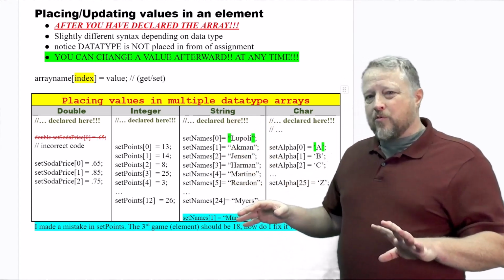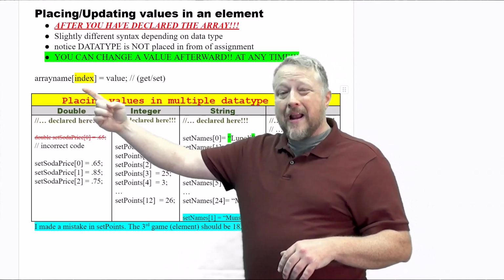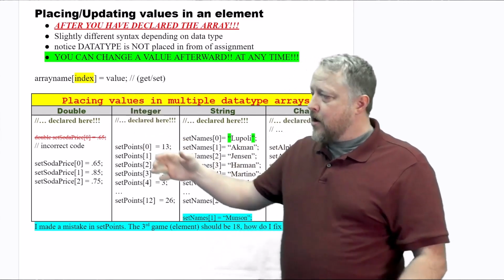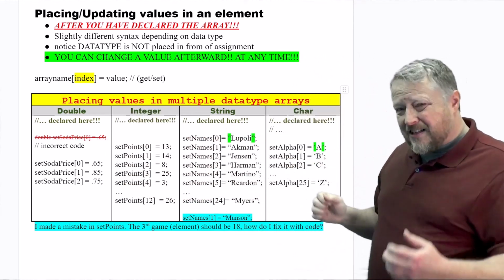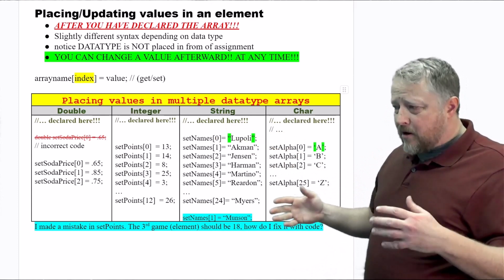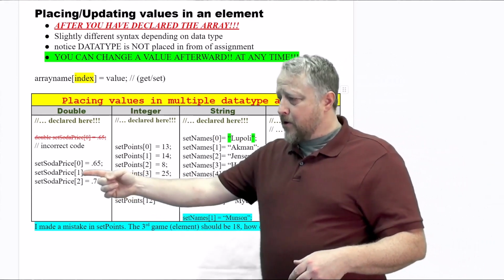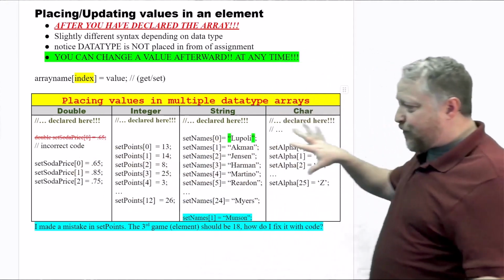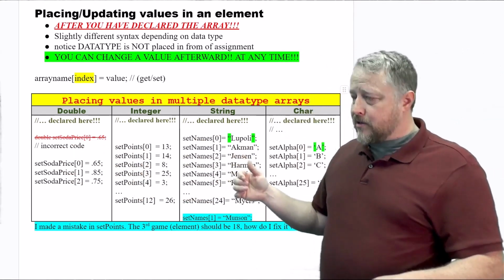The only thing that I'm really showing you here, other than the general syntax of the array name, whatever index number you want to place the value in, equals the value, is the different data types, and the syntax is slightly different between most of them. Double and integer are pretty close to one another. Notice again, everything from the equal sign to the left is the same for all of these. It's the equal sign and everything to the right that's a little bit different here.